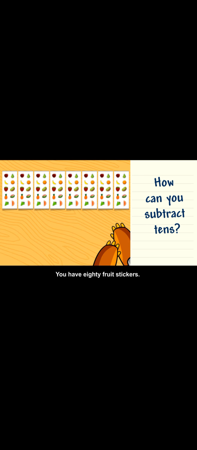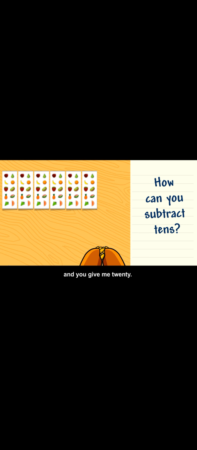How can you subtract tens? You have 80 fruit stickers. And you give me 20. What is 80 minus 20? You can start at 80 and go back 2 tens. 70, 60. 80 minus 20 is equal to 60.